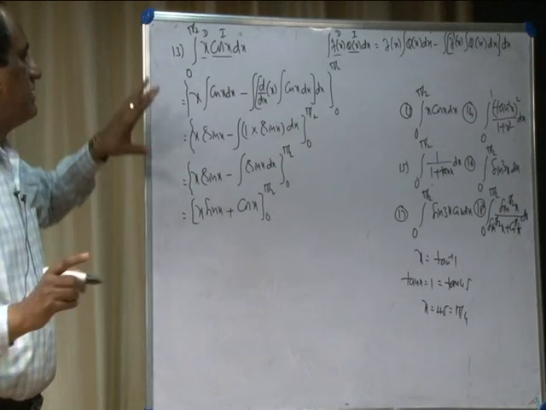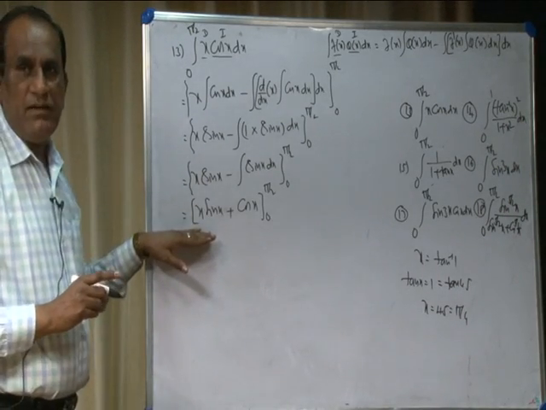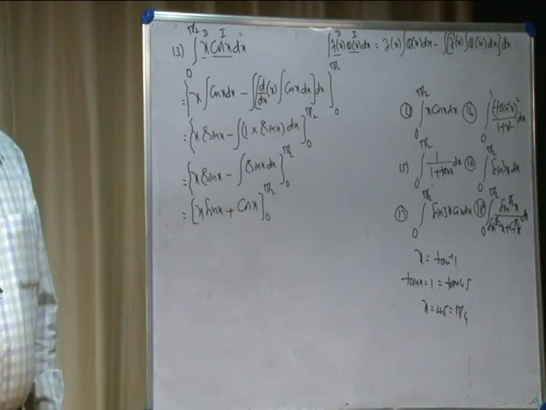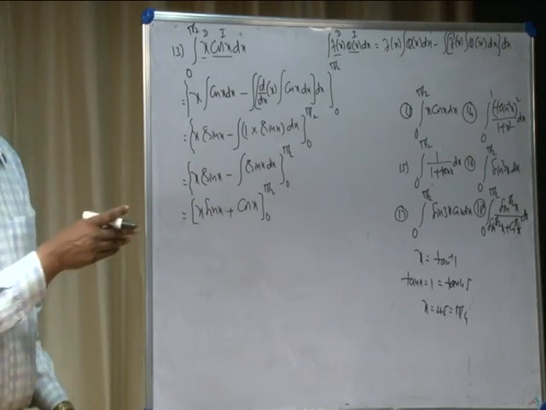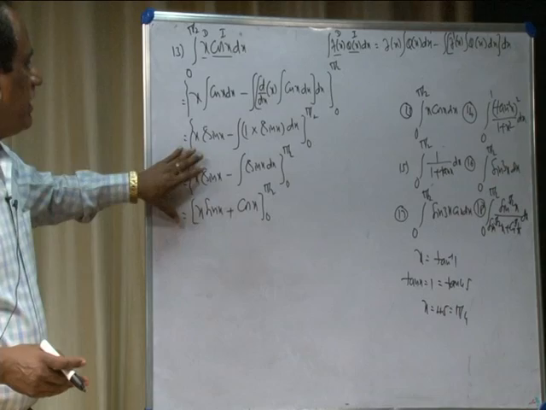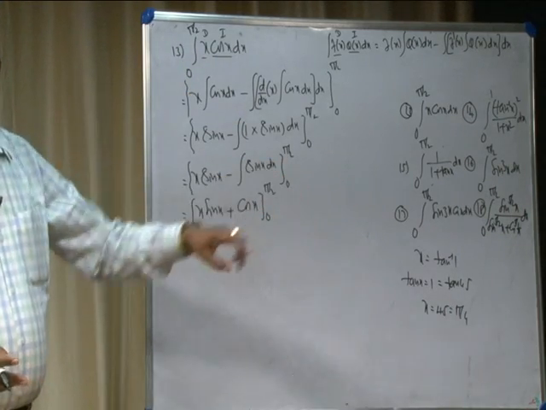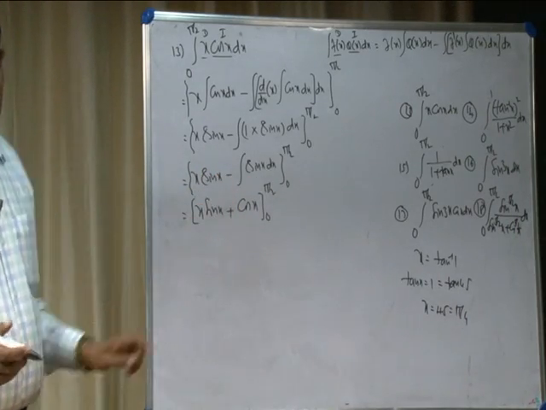In the examination, you will be getting 4 marks up to this stage, and applying the limit carries only 1 mark. So the integration part is more important, therefore they will give more weightage to the integration process. Then applying the limit, that is a high school process, so that carries only 1 mark.